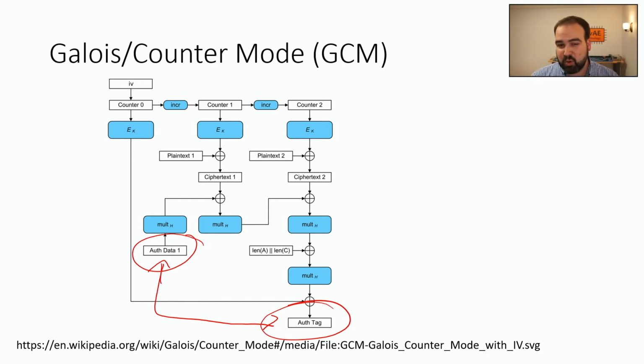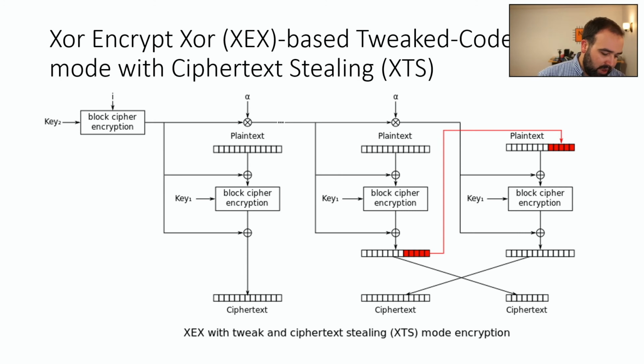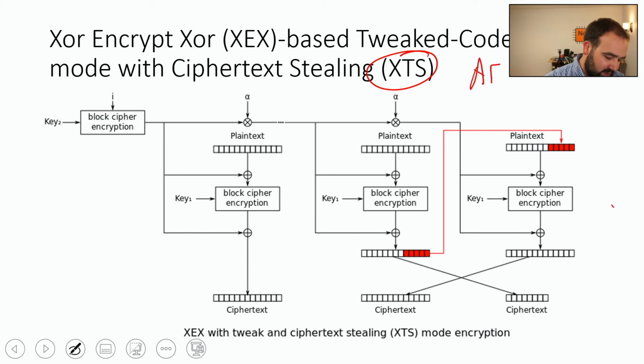It's not the only AES mode that does that; there are other AES modes that provide it. It's become one of the more popular ones lately, so that's one of the reasons it's worth bringing up here. I also should mention this crazy sounding one, XOR encrypt XOR base tweaked codebook mode with ciphertext stealing. You'll see it just called XTS, AES-XTS. This one is used extensively in hard drive encryption.